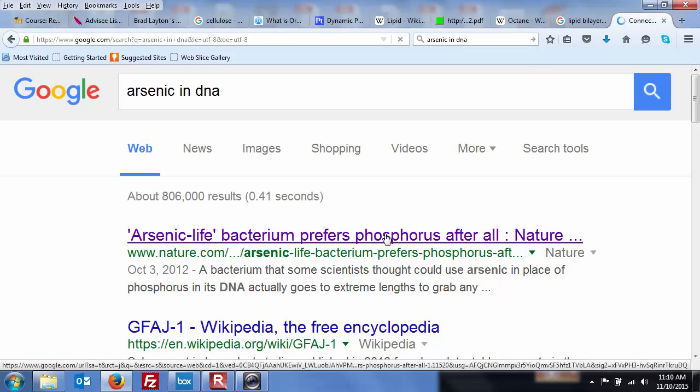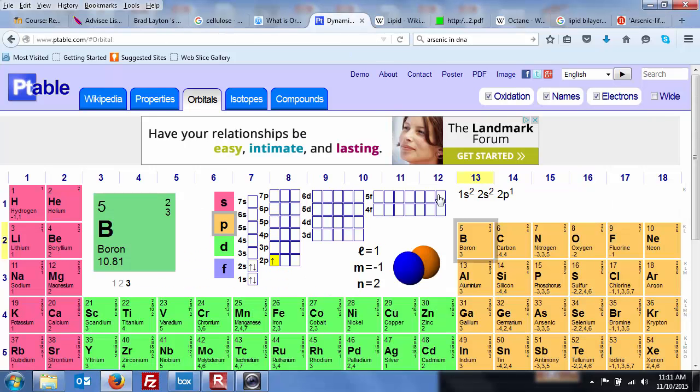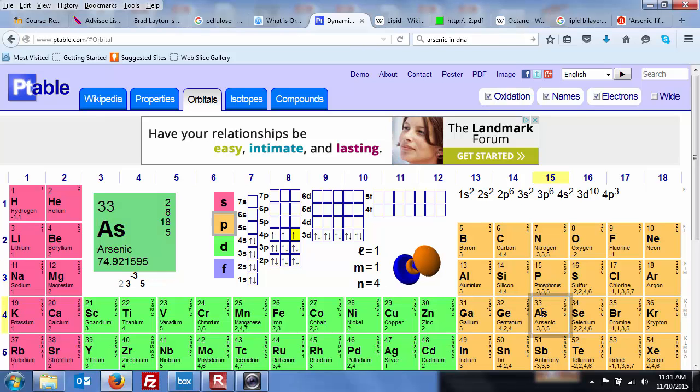So if we go back to our periodic table, here's phosphorus. Phosphorus is pretty cool, and it's got three unbound electrons in its 3p shell. Same exact thing is true for arsenic. It's just one shell larger, but it's got those three active electrons out there. Phosphorus, as you may or may not know, forms the backbone of DNA. Let me show you that before we get to the other one.